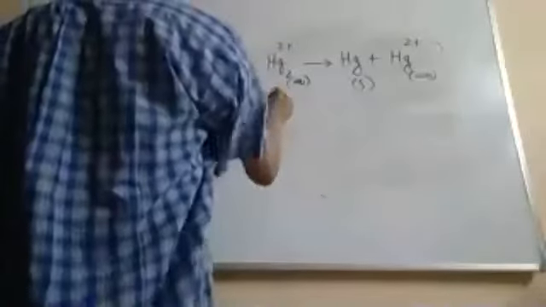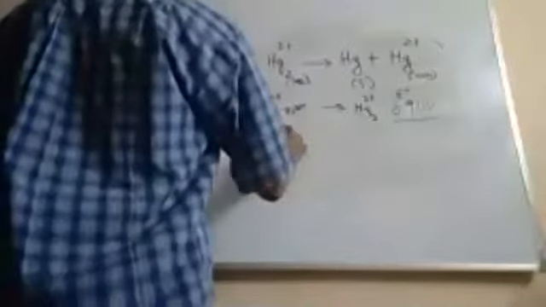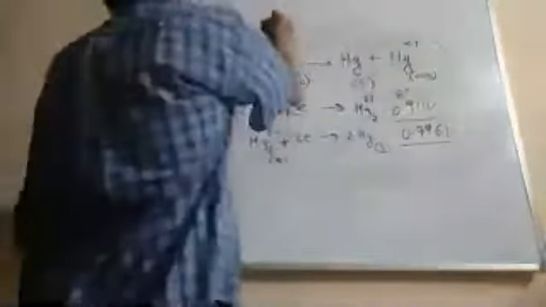So let me give you the values here. Hg2 2 plus plus 2 electrons giving 2 Hg solid has a potential of 0.796 volts. And Hg2 plus plus an electron to give Hg2 2 plus has a potential of 0.911 volts. So my question is, is this reaction spontaneous the way it is written? I'll give you 1 minute to do the calculation.